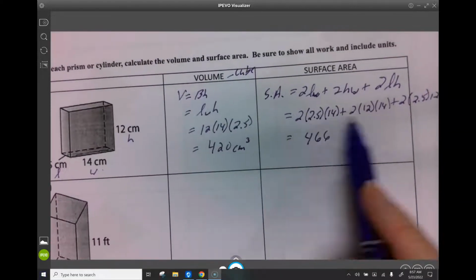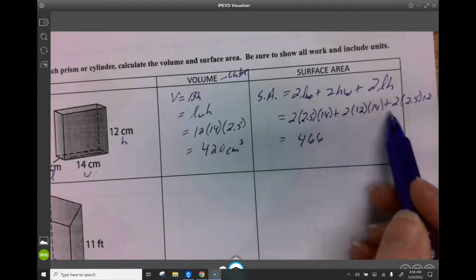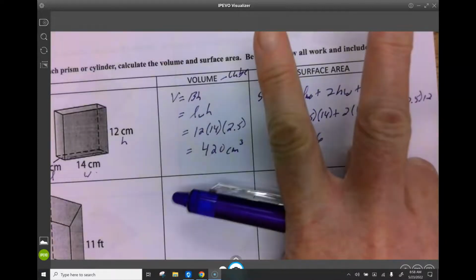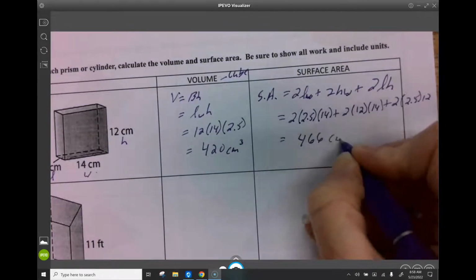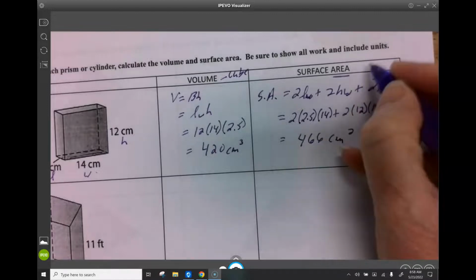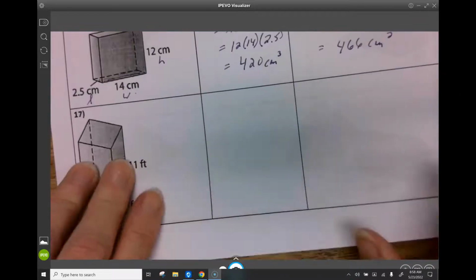So I just plugged it all into my calculator, and you can just go from left to right. 2 times 2.5 times 14 plus 2 times. But I will tell you this, do it twice. Okay, so this is what I got, and I did it a second time to make sure I was right, and that's centimeters squared, because you're finding area. So this is going to be squared. Okay, good. I'll leave this one to you. Let's go to the next page.